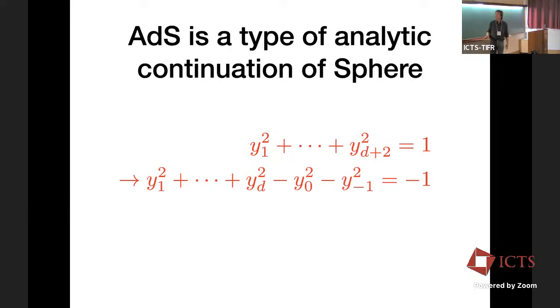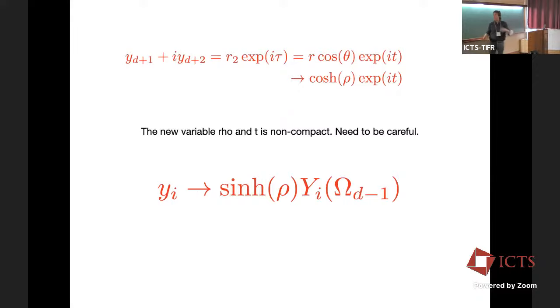So the idea is that the yi's, the ones that are not y0 and y minus 1, become hyperbolic sine of rho times some spherical harmonic on the sphere. And these are the usual story that the x, y, z are spherical harmonics with angular momentum 1. So it's that kind of statement.